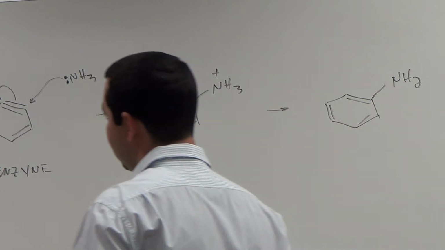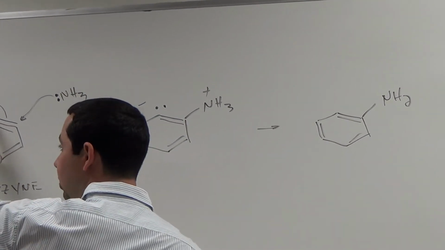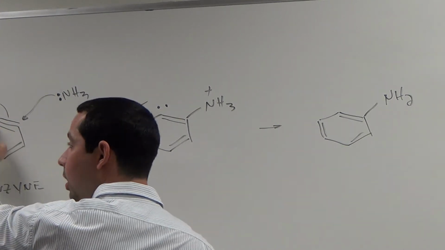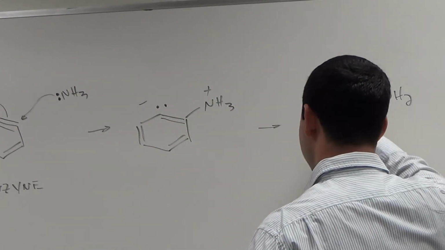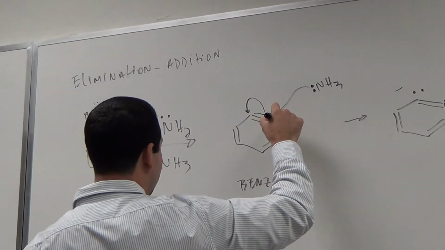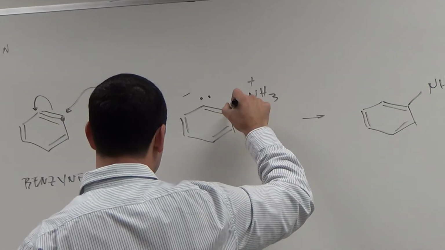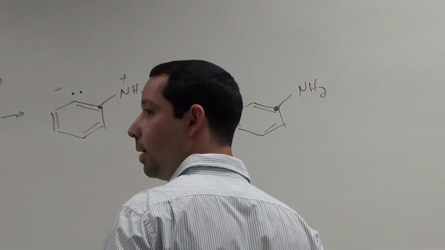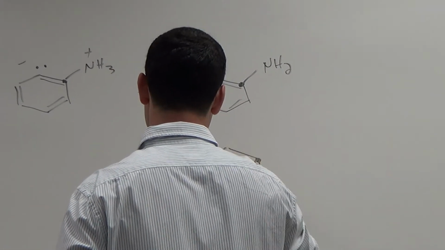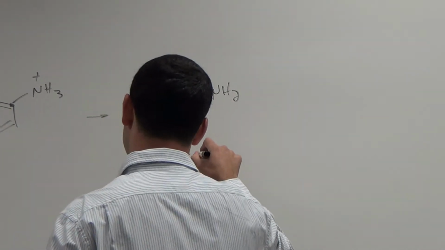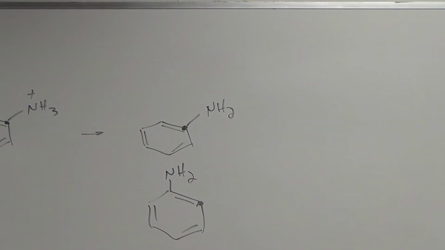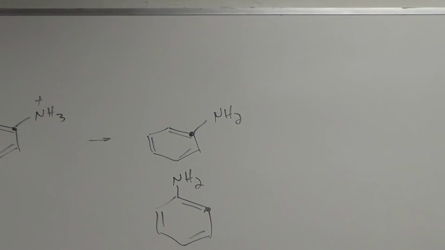And could it have attacked here? Instead of attacking here, could it attack on this carbon? Yes. It's no difference. So it could either attack there or here. So let's say we follow this carbon here by writing this. One product could be the attack on that same carbon, and the other product could be the attack on the other carbon. Yes or no? Yes.